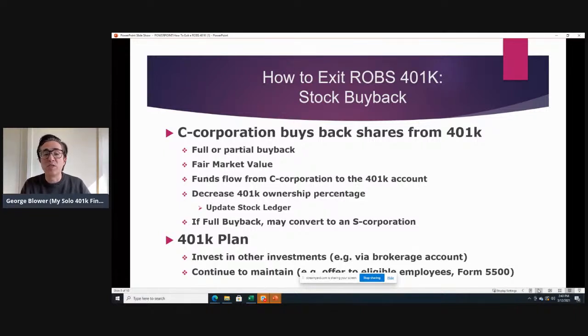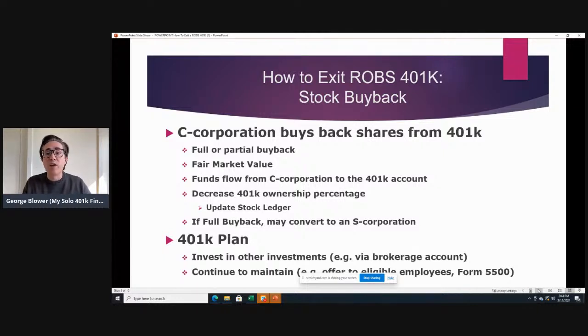The company's still in existence. It might be an S corp now. The company still has a 401k plan. Like the plan is not shut down. Under the permanency rules, it wouldn't be appropriate to just shut down the plan immediately following the buyback. So you would be able to, though, invest the money. The proceeds of that stock buyback are now going to be in your 401k account.